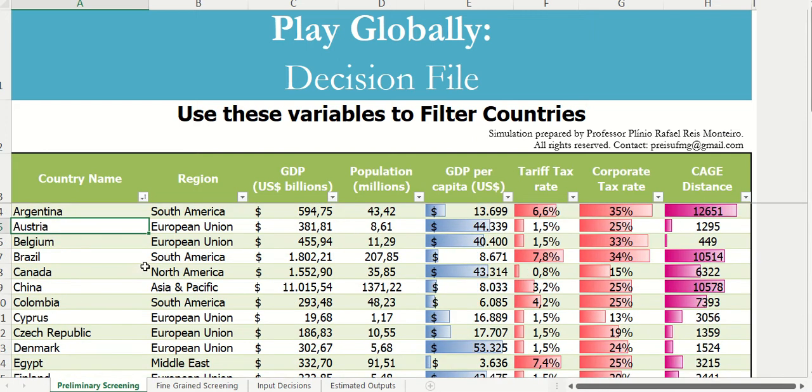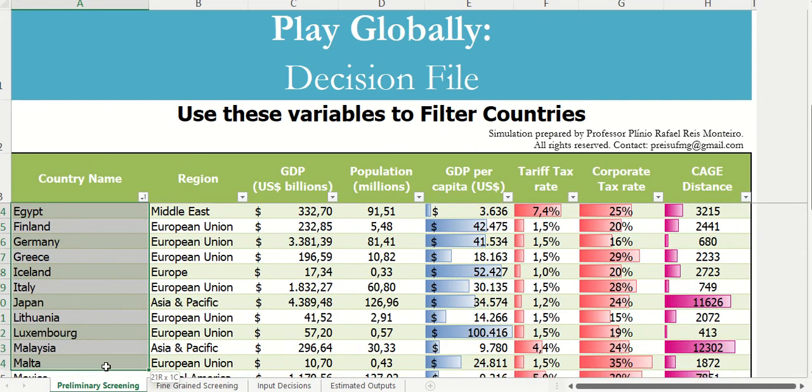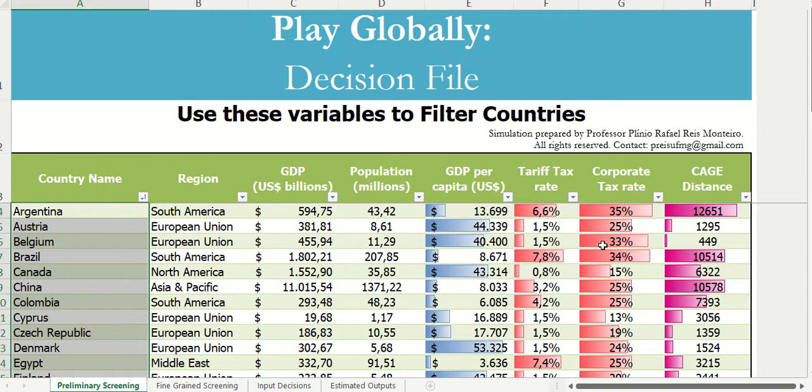So, in the Excel file, in the preliminary screening tab, you can see all the countries that the company has already selected. And what you need to do is to create some criteria for selecting these countries. You can do it manually. For instance, you can just select countries that achieve some criteria.